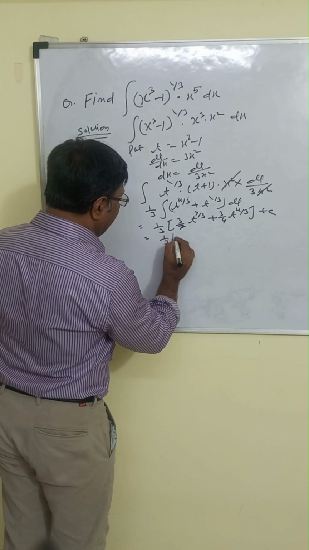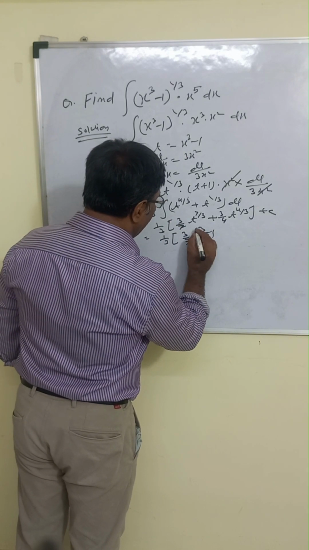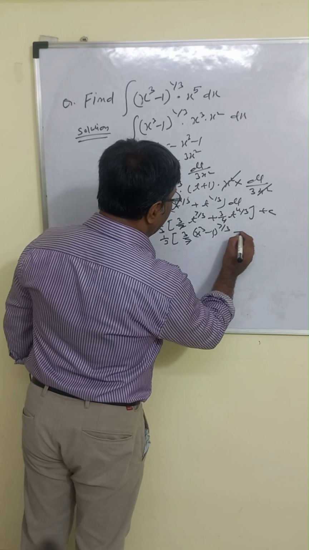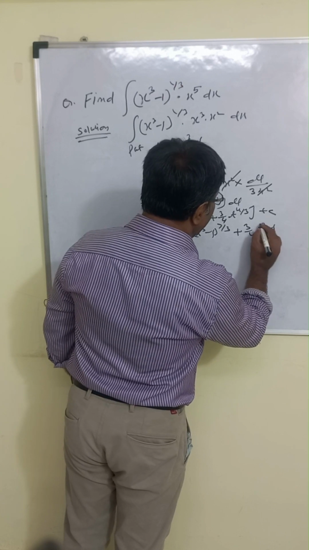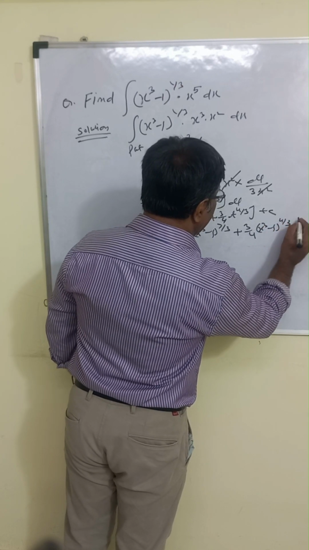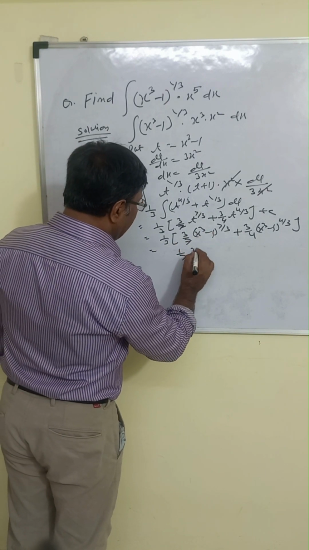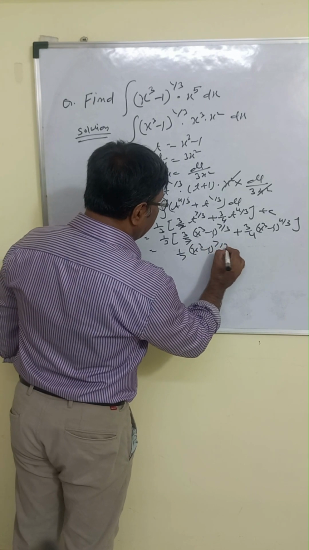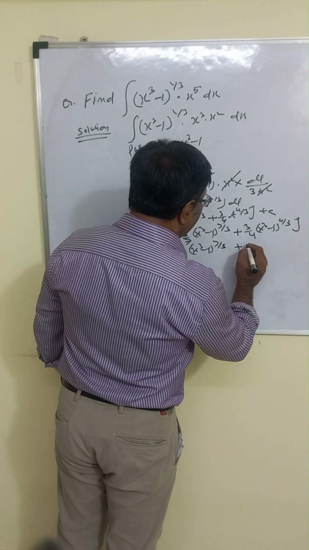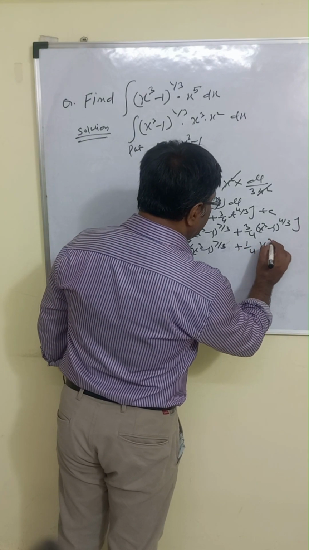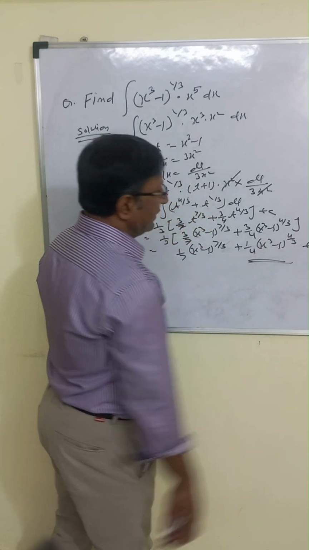So now put the value of t. So this is 1 by 3 and this is 3 by 7. t is given x cube minus 1, so power is 7 by 3. Again this is 3 by 4 and t is x cube minus 1, power is 4 by 3. So when we take 3 common, it will be cancelled out. So you will get 1 by 7 x cube minus 1 power 7 by 3, and here 1 by 4, x cube minus 1 power 4 by 3 plus c. This is our correct answer.